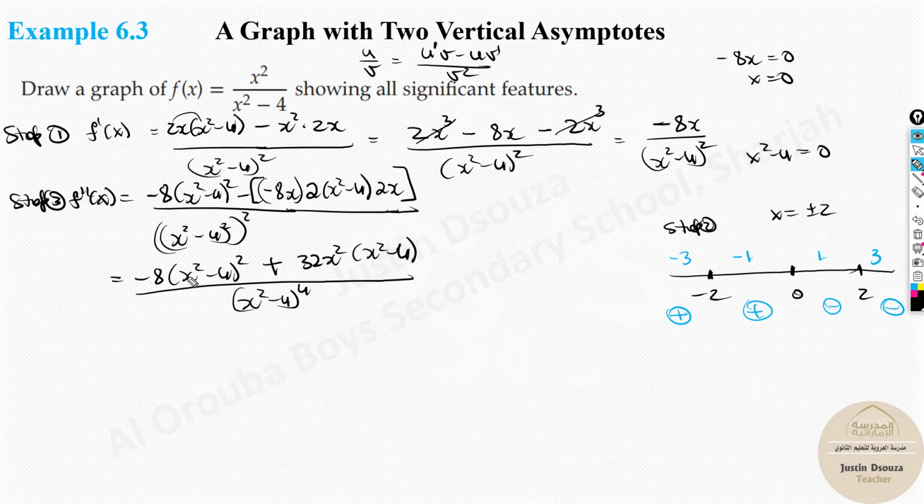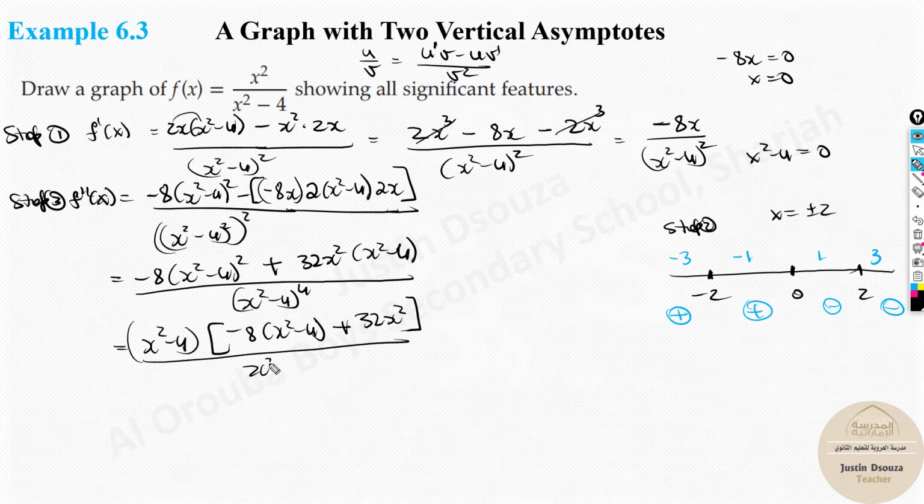Now look here. This x squared minus 4, x squared minus 4 is common. You can remove 8 as well, but I'm not going to remove that. I'll leave that 8 as it is. What I'll do is I'll just remove this x squared minus 4 and x squared minus 4. So if I remove one x squared minus 4, what's going to happen? It's going to be minus 8 times x squared minus 4 here. Out of the power 2, that means 2 terms like this, 1 is gone out, so only 1 remains. Minus 8 remains, plus this is gone. What is remaining here? 32x squared. That's it. Divided by x squared minus 4 the whole power 4. Now this cancels with one of it, so it will be power 3 here.